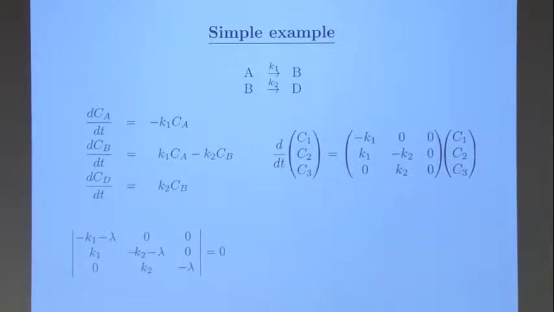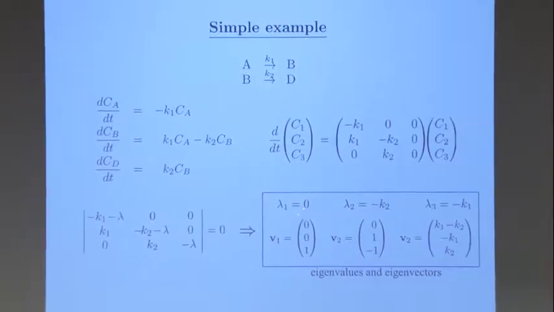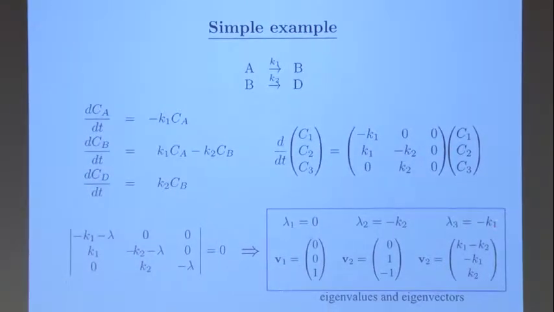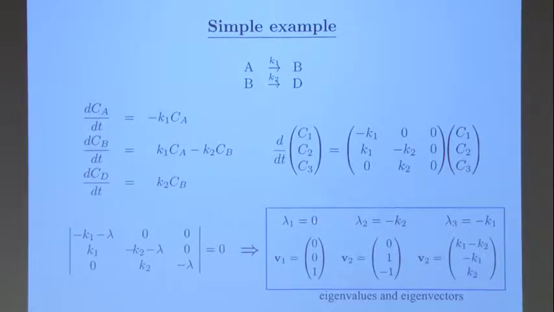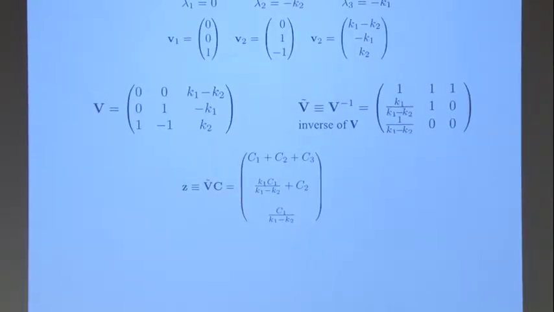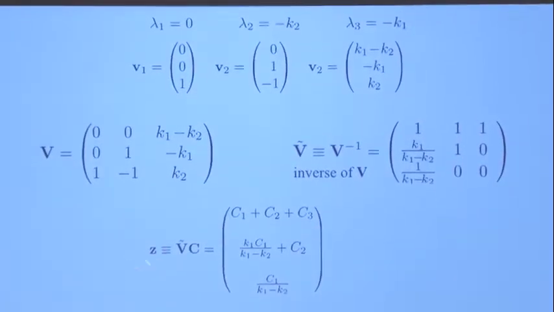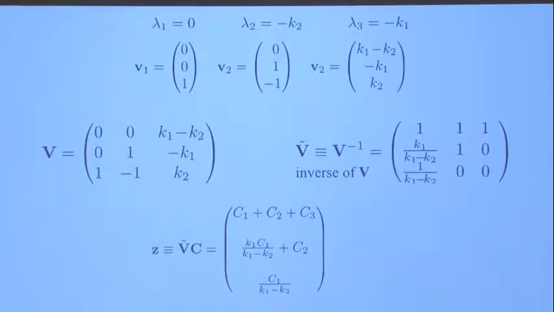And if you try to find the eigenvalues, you have to solve the determinant of this matrix equal to zero. And the three eigenvalues in this case are 0, minus k2, and minus k1. Okay? So they are related to the rates, and one of them is 0. And the eigenvectors are these, so you can compute that. You can then go through the algebra that I suggested earlier. So you find this vector z, which is a certain combination of these concentrations, okay? A priori, you don't know what they are, but this is a method to find those combinations where the system reduces to become a very simple one.